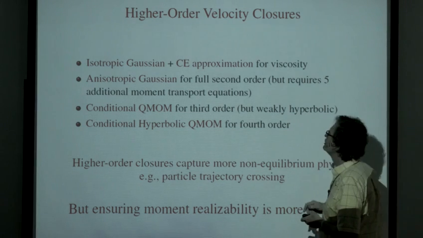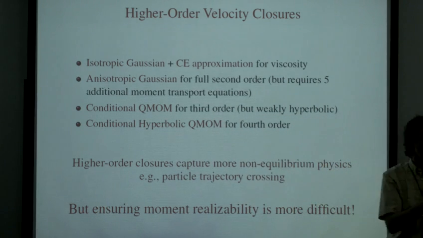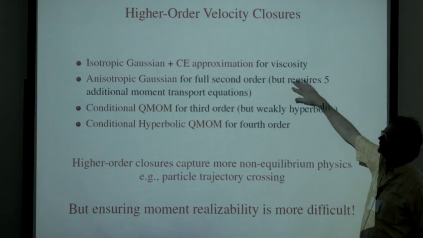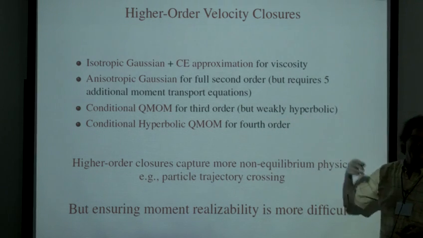If you want to have particle trajectory crossing, you need this conditional QMOM, so you get third order, so you can have things go through each other. Neither of these two will allow you to go through each other. This one will go through each other. It's weakly hyperbolic, so we used that for many years.